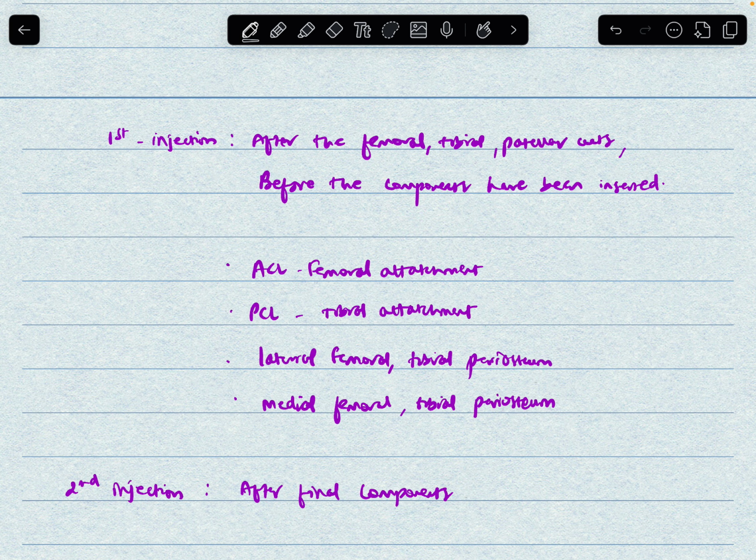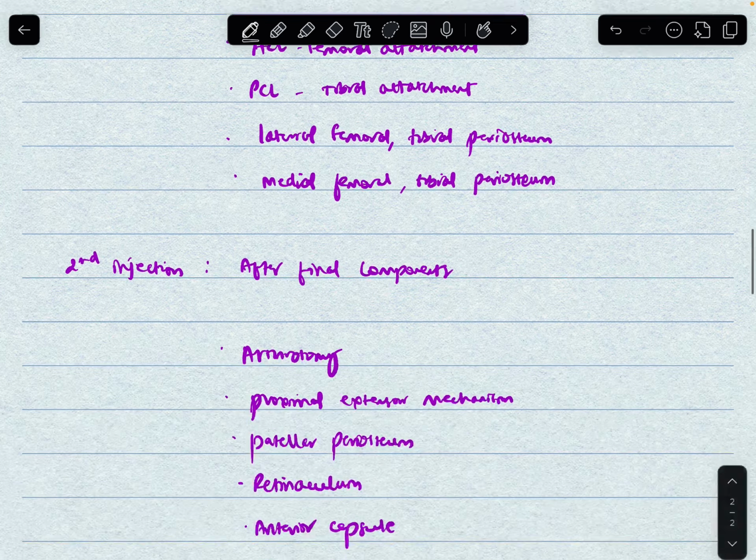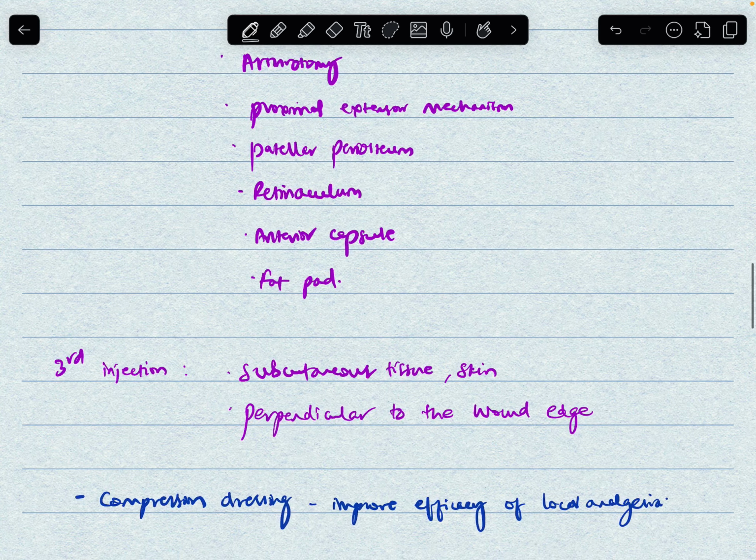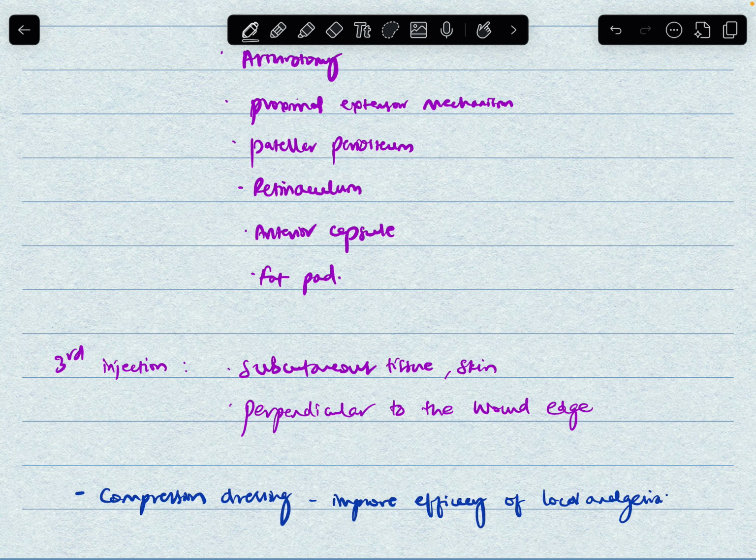Then the second injection is after the placement of final components, and it is given at the arthrotomy and proximal extensor mechanism, patellar periosteum, retinaculum, anterior capsule and fat pad. And the third injection is a subcutaneous tissue and skin injection, and it has to be given perpendicular to the wound edge. So this is in brief about the technique of giving the periarticular local anesthetic infiltration.